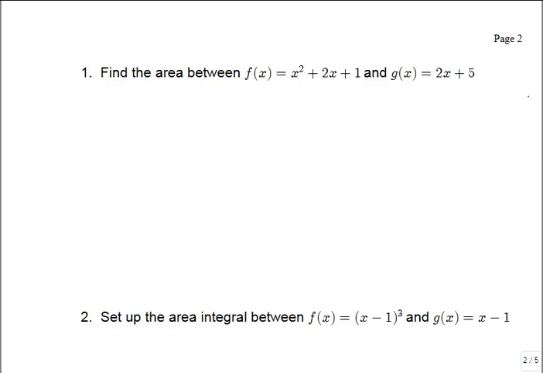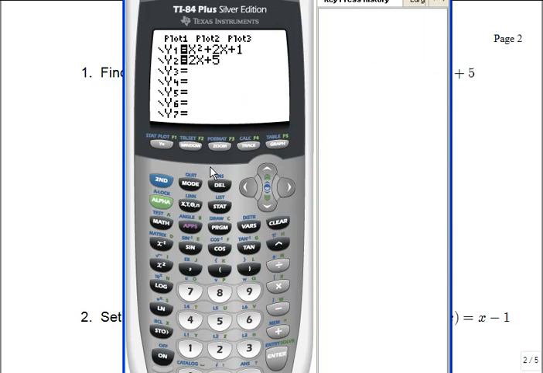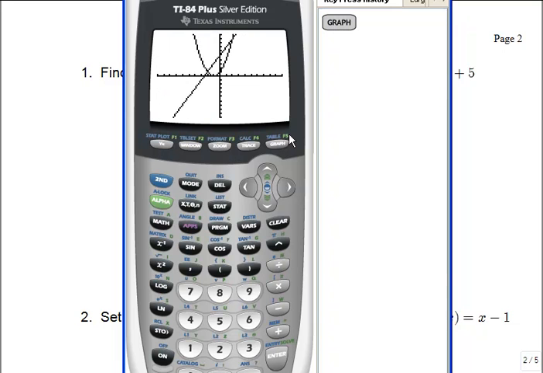The first one says find the area between the function f of x equals x squared plus 2x plus 1 and g of x equals 2x plus 5. The key to these is always finding a good graph, and you can graph these by hand, or you may certainly use your graphing calculator to help you out. If we pull up the calculator, I've typed into y1 the x squared plus 2x plus 1, and into y2 2x plus 5. If I hit graph, that's what this graph is going to look like.